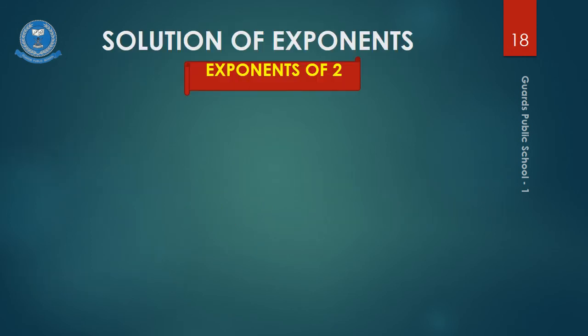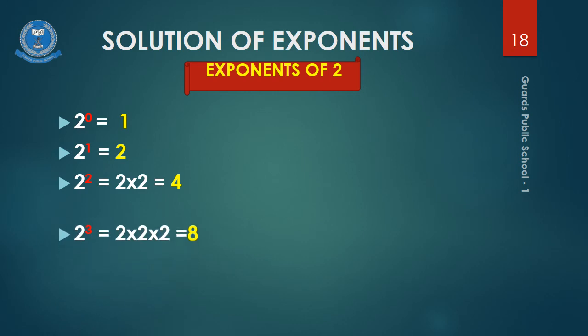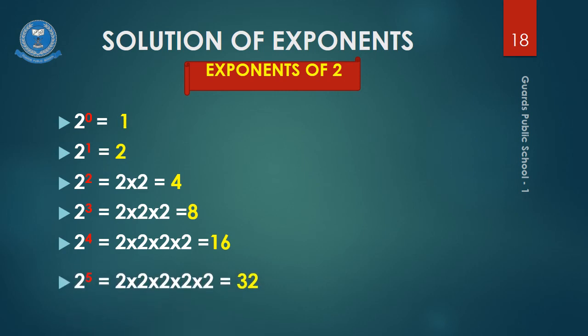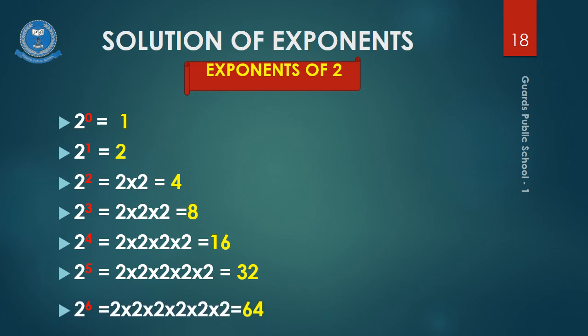Solution of exponents. Exponents of 2 means 2 exponent 0 is equals to 1. 2 exponent 1 is equals to 2. 2 exponent 2 is equals to 2 multiply by 2, which is equals to 4. 2 exponent 3 means 2 multiply by 2 multiply by 2, multiplication of 2 3 times. It is equals to 8. Then 2 exponent 4, multiplication of 2, how many times? Yes, 4 times. 2 2s are 4, 4 2s are 8 and 8 2s are 16. 2 exponent 5 means multiplication of 2 5 times, and it is equals to 32. 2 exponent 6, multiplication of 2 6 times, and it is equals to 64.